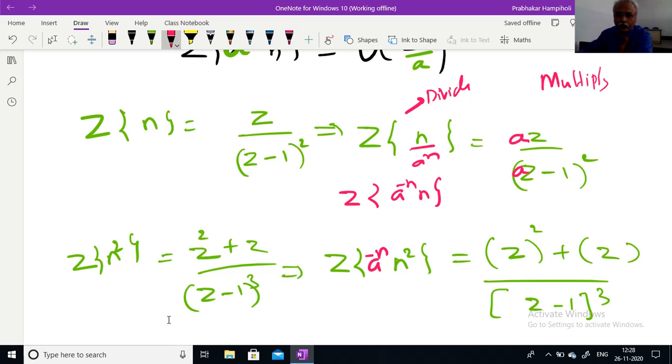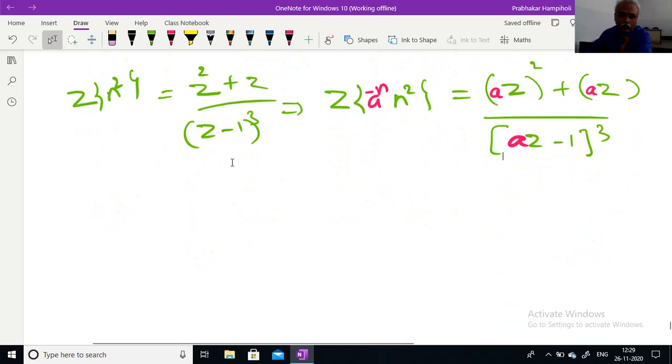Division here means wherever a z is there, you multiply. I want you to write in terms of notation. That becomes a theorem known as the famous damping theorem. Why not some more examples? Now, at least one more example.